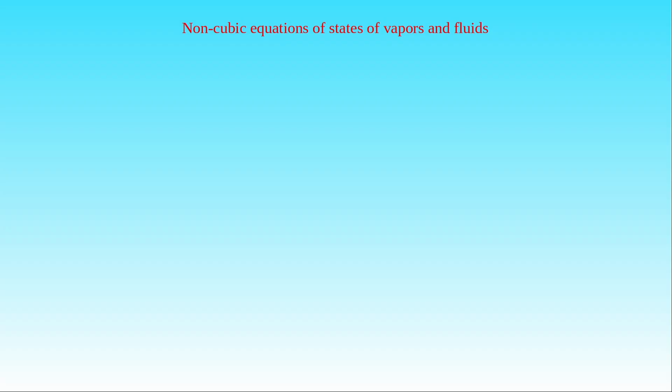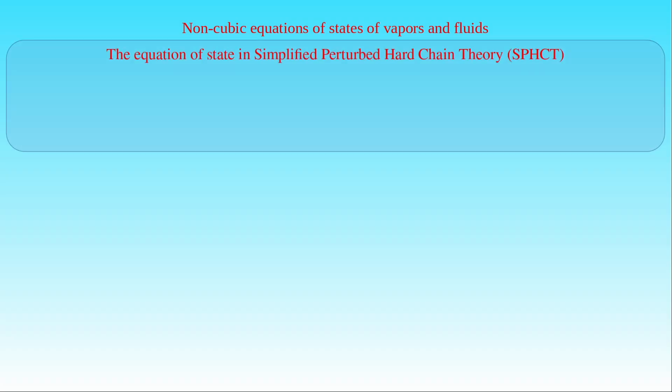Now we present the three equations of state that belong to the third group of improved equations of the van der Waals gases and fluids, where both the repulsion term and the attraction term are modified. The first one is derived from perturbed hard chain theory with the acronym SPHCT, which is a synthesis of polymer solution theories and perturbed hard sphere theories.